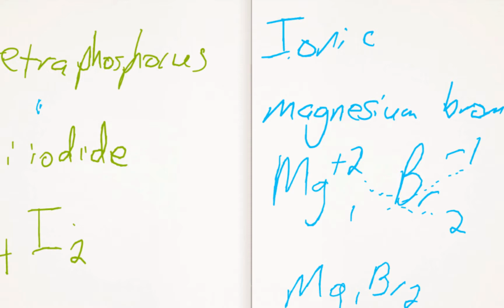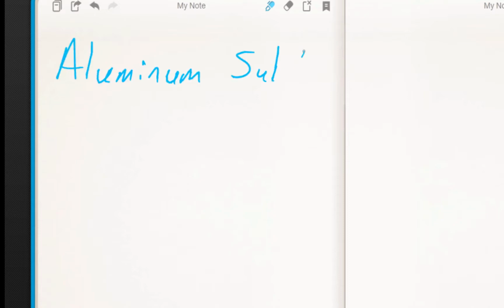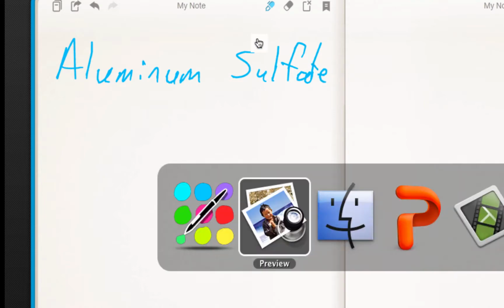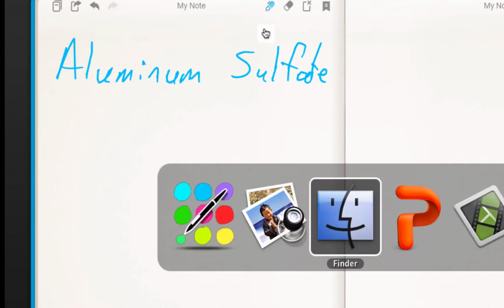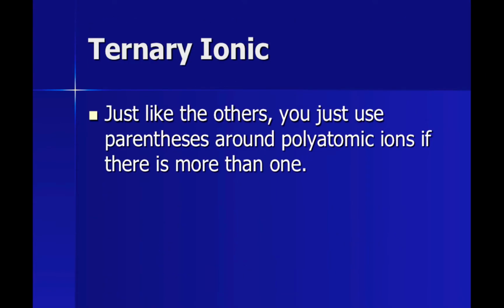So let me give you one more. We'll go through the steps and then I'll explain why we're doing what we're doing, why we're crisscrossing, because that's important to understand. Let me give you one more, and we're going to do a little bit of a harder one. This is going to be called aluminum sulfate. Sulfate is one of your polyatomic ions, so that's not binary. So let's look at what the differences are there between ternary and binary.